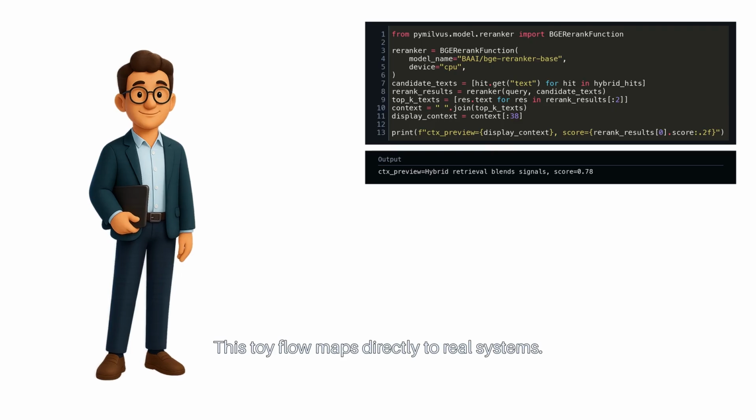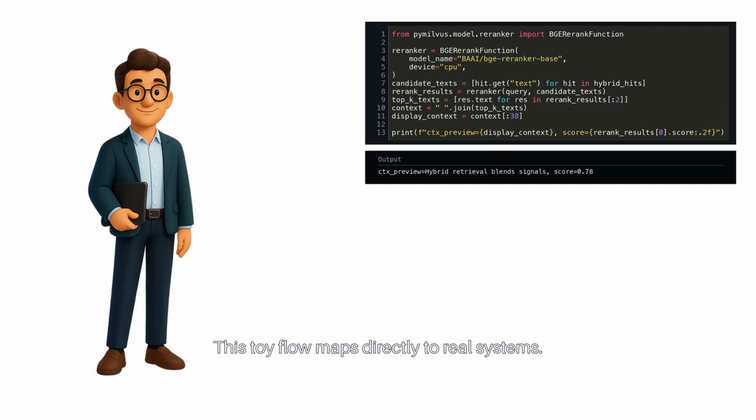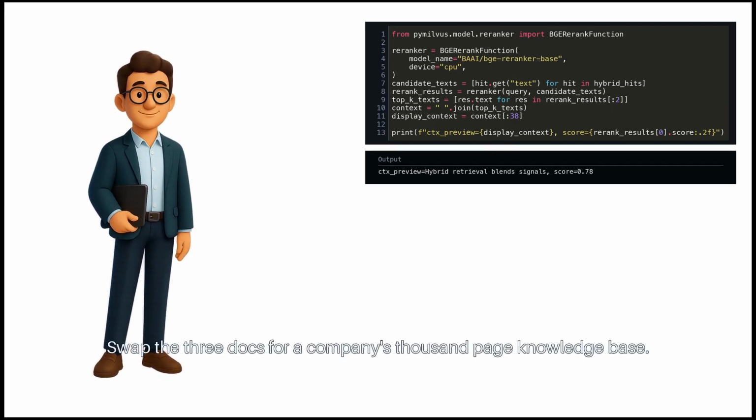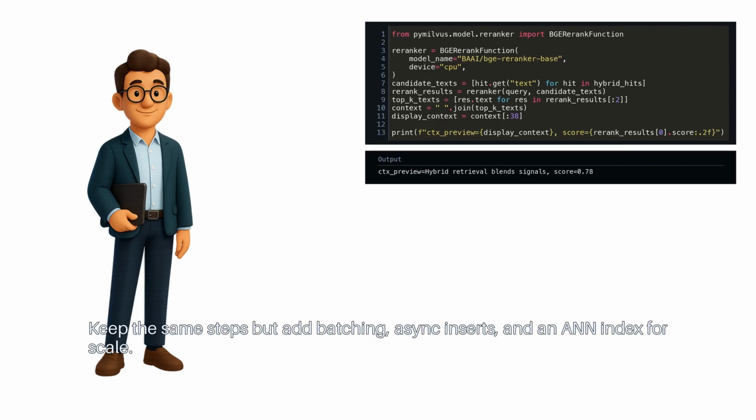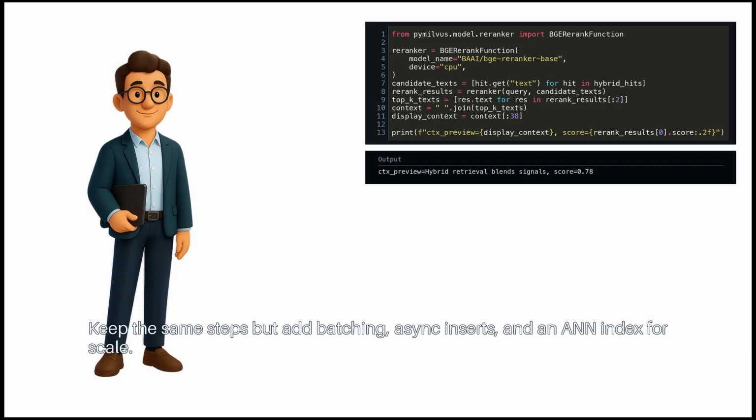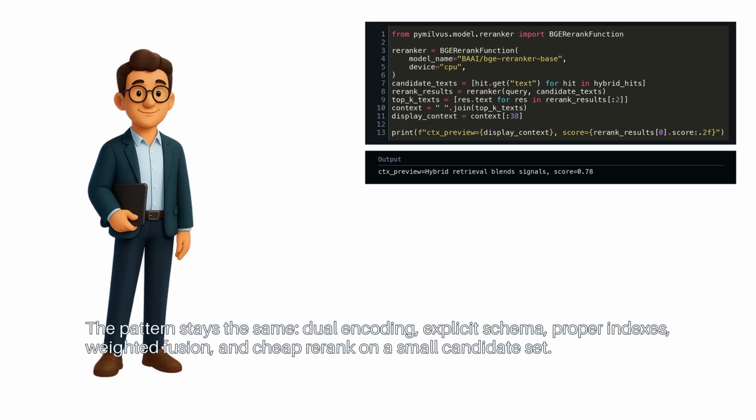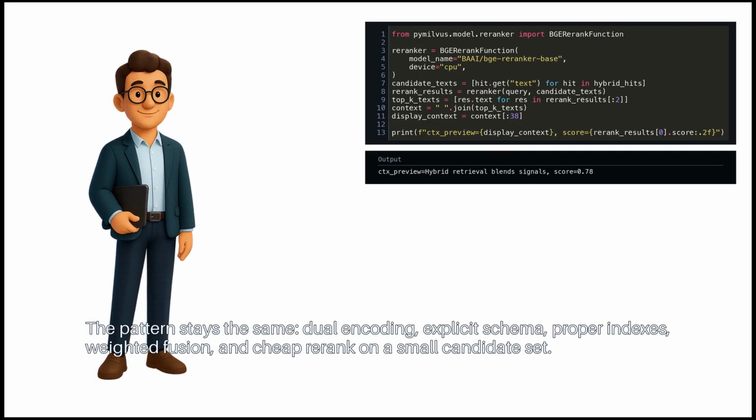This toy flow maps directly to real systems. Swap the 3 docs for a company's 1,000-page knowledge base. Keep the same steps, but add batching, async inserts, and an ANN index for scale. The pattern stays the same: dual encoding, explicit schema, proper indexes, weighted fusion, and cheap re-rank on a small candidate set.